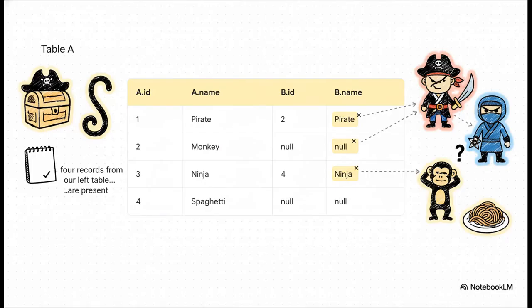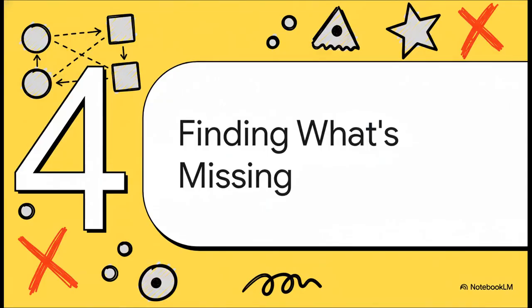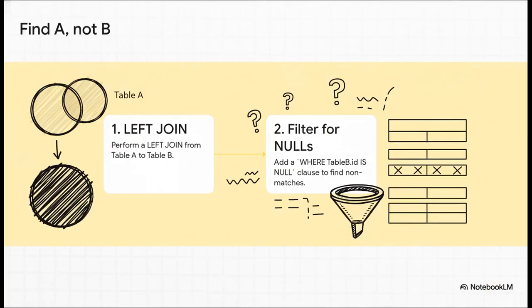And here we go. Take a look. As you can see, all four records from our left table, Table A, are still here. Pirate and Ninja found their matches, great, but Monkey and Spaghetti didn't find a match in Table B, so their columns on the right are just filled with those nulls. This null thing, it's not just a weird side effect. It's actually a feature we can use to do something really cool: find what's missing. This is a classic, super useful SQL trick.